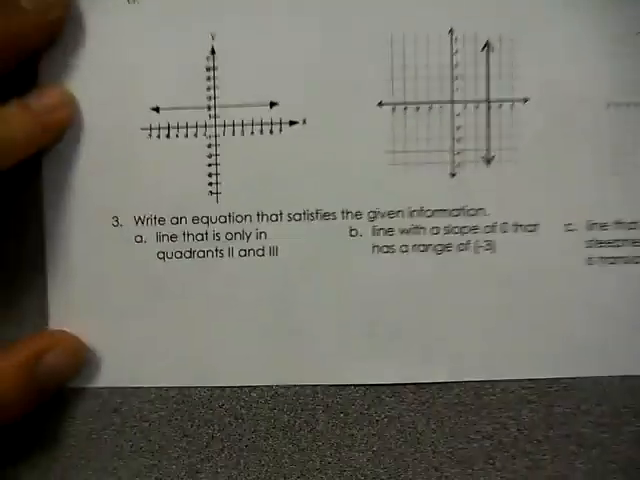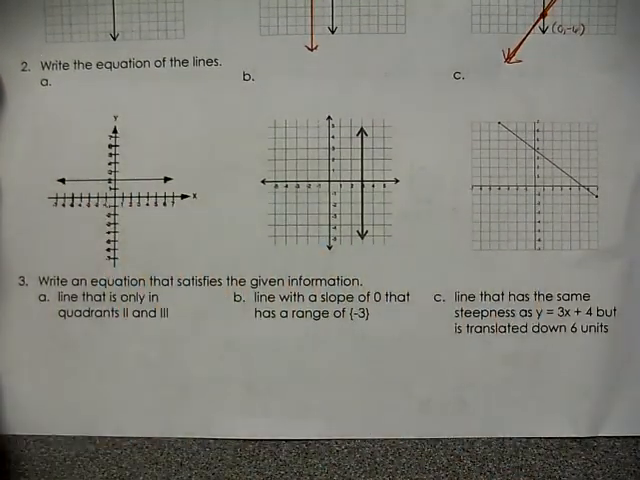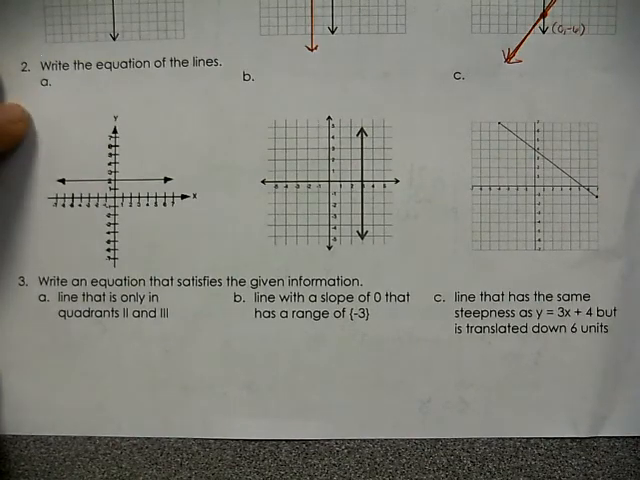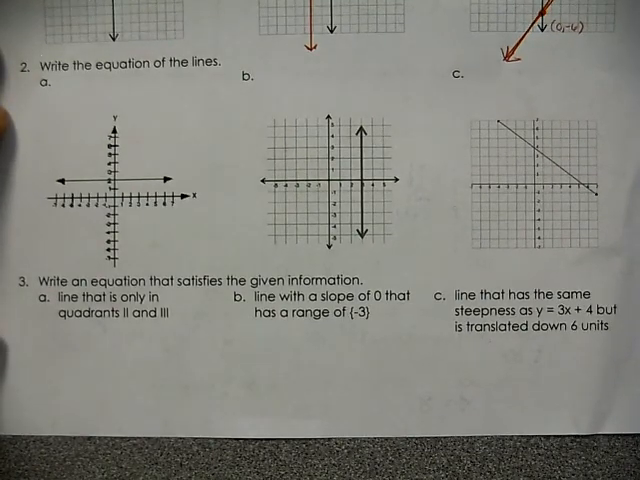All right, what I want you guys to do next is, on your own, try number 2. You're writing the equation of the line. Take a minute to try this on your own. Once you and your partner have both attempted the problem on your own, check your answers with one another. Go ahead and begin and pause the video.